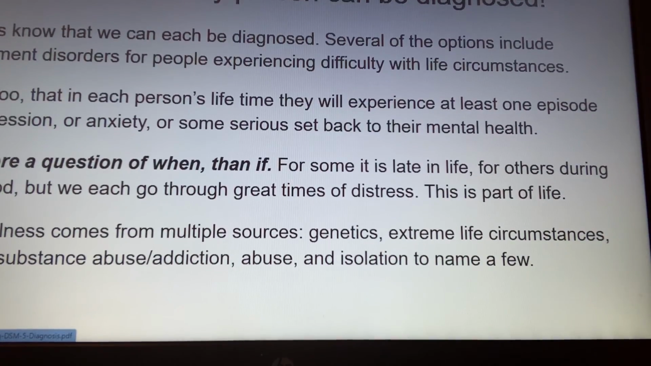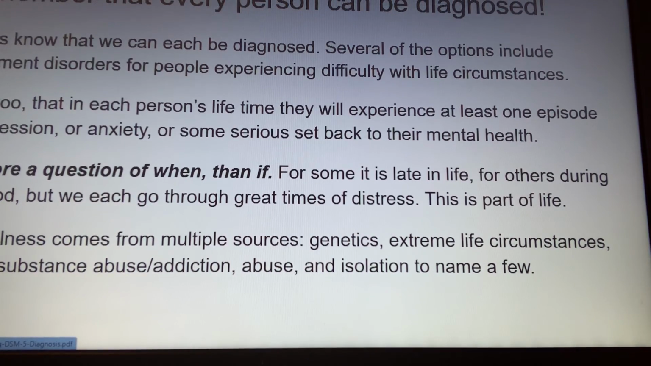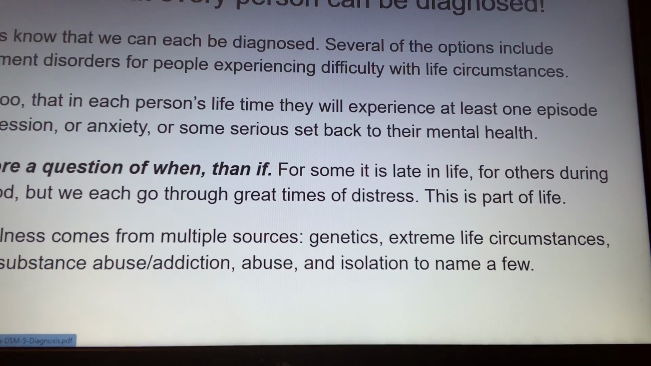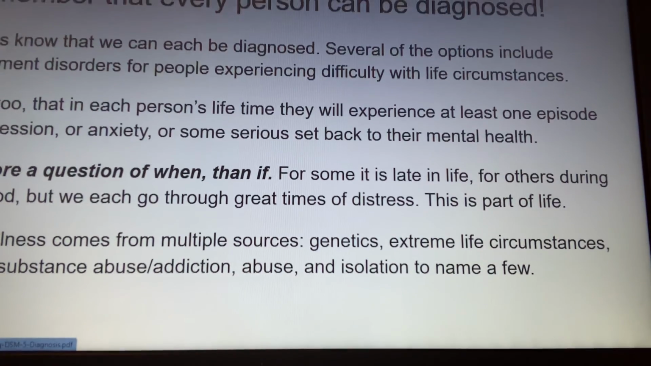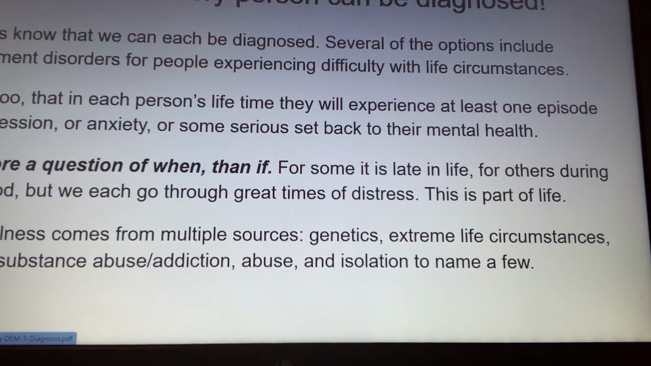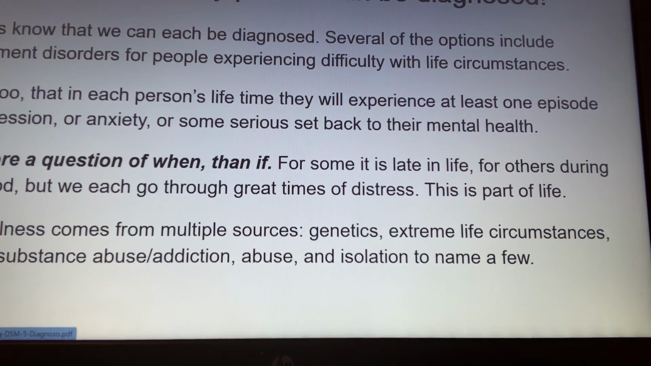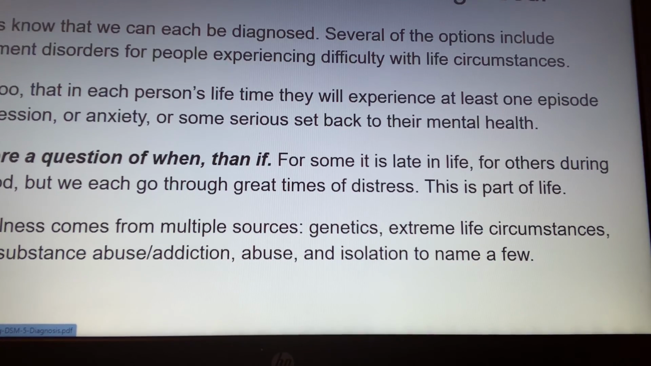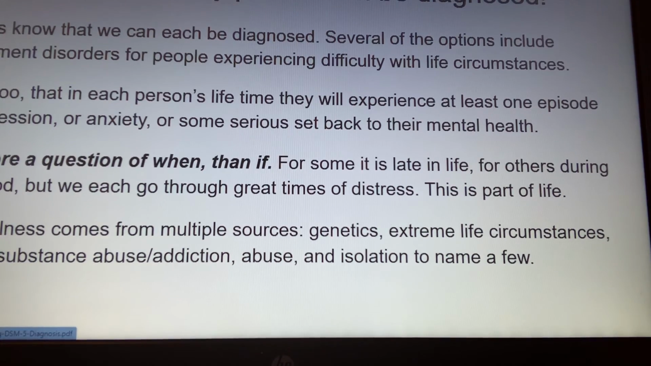Mental illness comes from multiple sources. It comes sometimes from genetics, extreme life circumstances, trauma, substance abuse, addiction, abuse, isolation. That's just naming a few of where some of these might come from. So that's our mini lesson for right now. It's just about understanding the existence of the DSM-5.